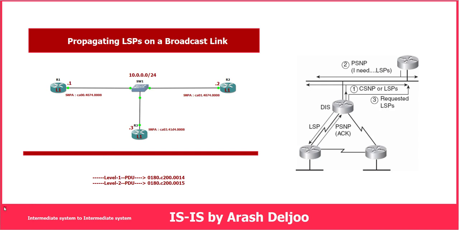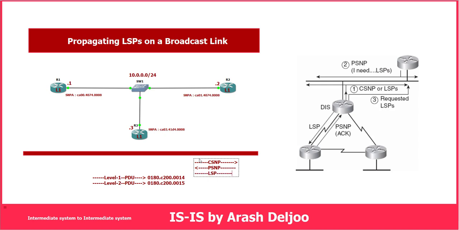Okay, you know that at the start of the process, in the adjacency build up, first we need to send one CSNP, and after receiving the PSNP from the next router, we can advertise, for example, the LSP. This is the summary of all of the process. Here is the LSP.